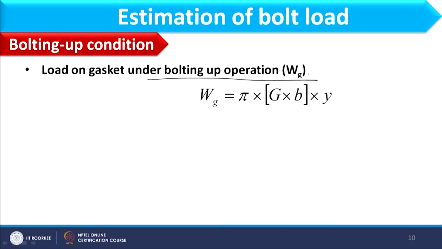Further, we will focus on the bolting up condition. In bolting up condition, we have only one force, the seating force which acts on the gasket, because at that time pressure will not work. So the load on the gasket under bolting up condition can be defined as Wg, which is equal to pi into G into B into Y. Y is the seating stress, pi G is the periphery and B is the width of the gasket. B you can consider as the effective gasket width.